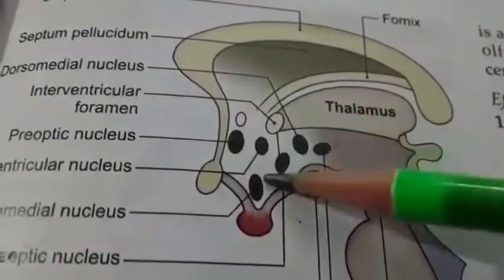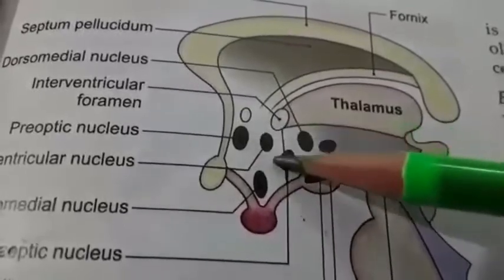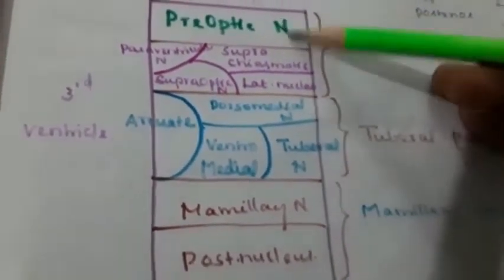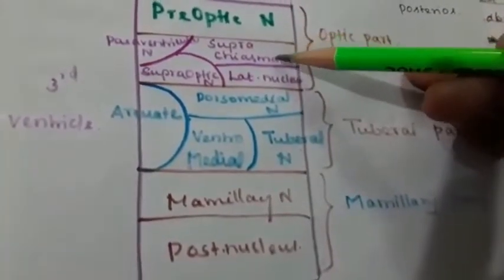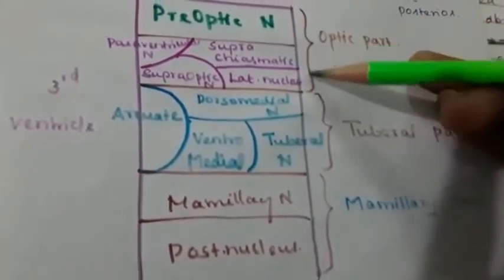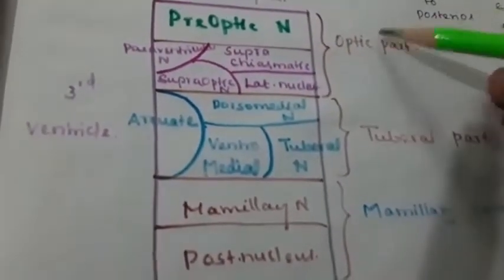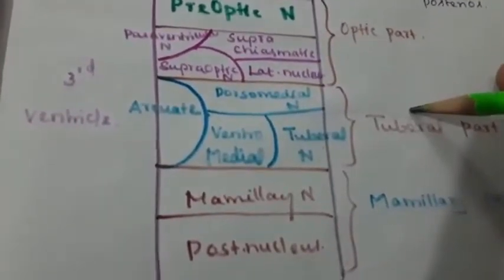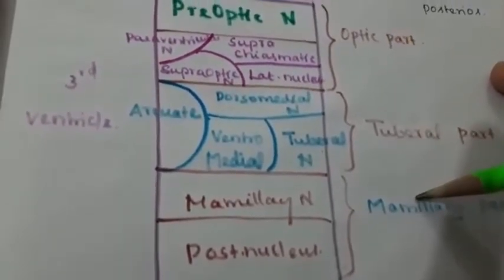Now let's discuss the parts of the hypothalamus and the various nuclei which are present in the hypothalamus. Look here. This is the medial part of the hypothalamus. It is divided into 3 parts totally. This is the optic part, next is the tuberal part, and next is the mammillary part. Optic part, tuberal part and mammillary part.